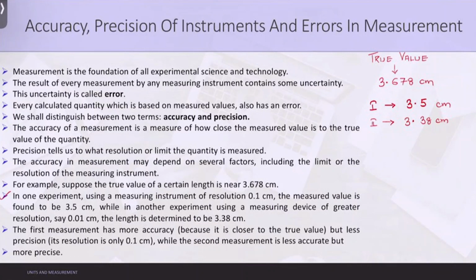The first measurement has more accuracy. Why does it have more accuracy? Because it is much closer to the true value, but it has less precision. Why less precision? Because the resolution is only 0.1 centimeters. While the second instrument is less accurate. Why? Because it is much farther from the true value, and it is more precise. Why is it more precise? Because it has higher resolution.